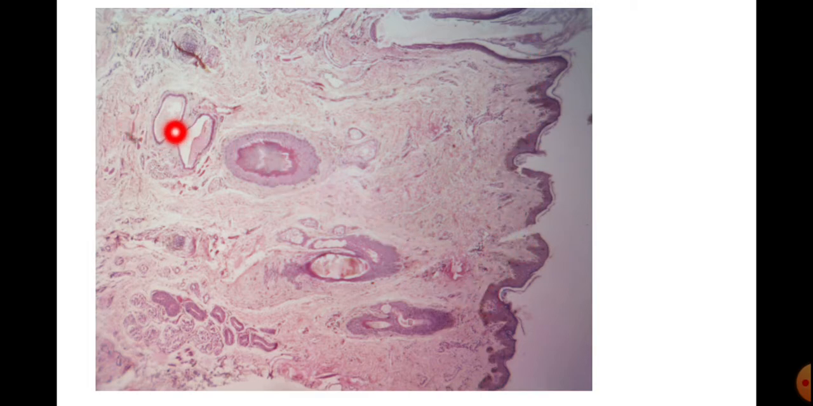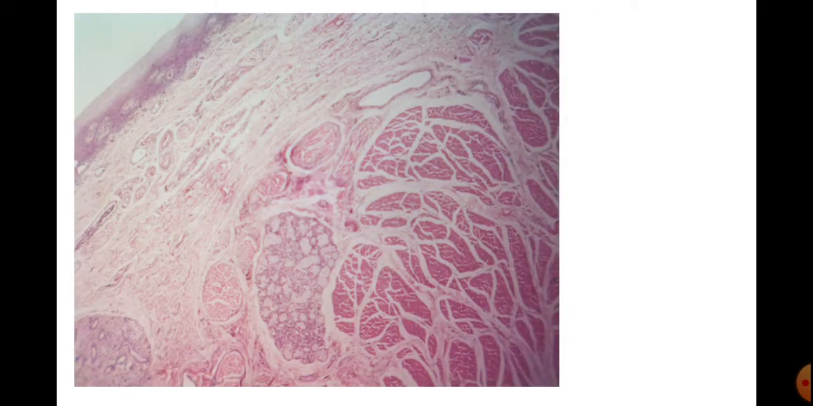When we trace the slide, we again see the deeper aspect, followed by the muscular layer, and then the inner aspect. This picture is showing the outer aspect of the lip. Now this is the next slide present there. It is showing the inner aspect along with the muscular layer.